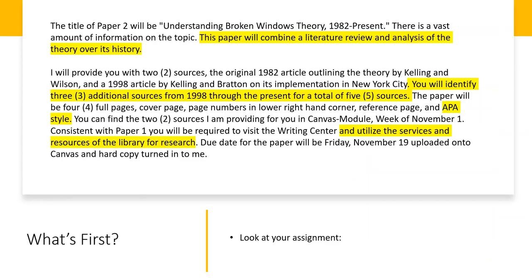So the first thing to do is to look very closely at your assignment. Your professor wants you to do a literature review and analyze the theory of broken windows over its history. So your professor is going to give you 2 sources, and then you have to find 3 more, and that's what we're going to be focusing on.